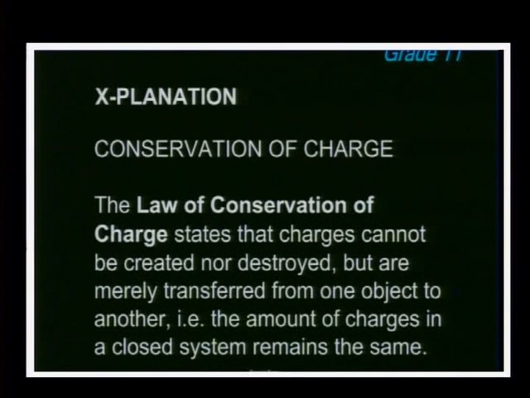Conservation of charge. The law of conservation of charge states that charges cannot be created or destroyed, but are merely transferred from one object to another. The amount of charge in a closed system remains the same. And I would go as far as saying the amount of charge in the universe remains the same. Number of protons equals the number of electrons. And so we do know that there are nuclear reactions as well, and they're producing all sorts of strange particles, but for every positive particle, there's a negative particle. And so this principle of conservation of charge is really important.